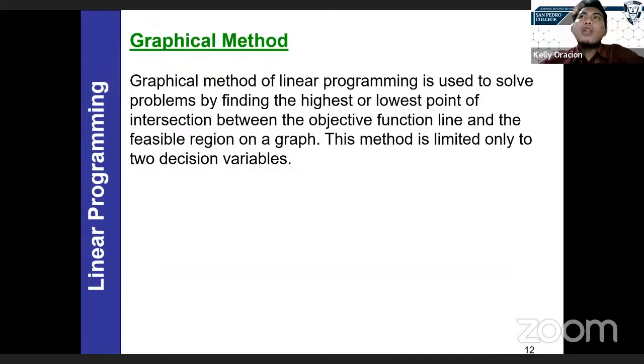One way of solving linear programming is through the graphical method, no? The graphical method of linear programming is used to solve problems by finding the highest or lowest point of the intersection between the objective function line and the feasible region on the graph. This method is limited only to 2 decision variables.